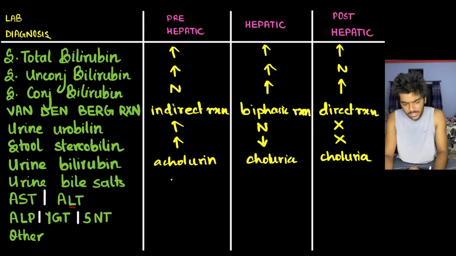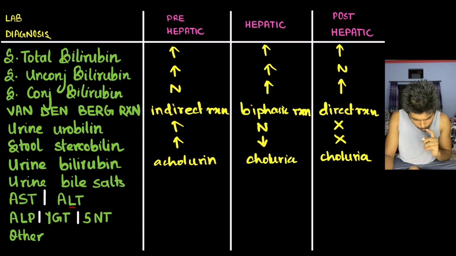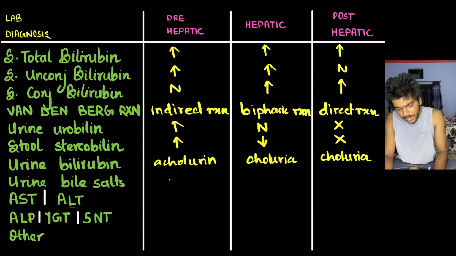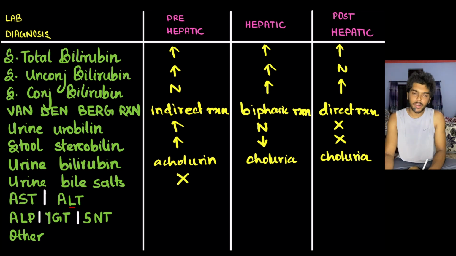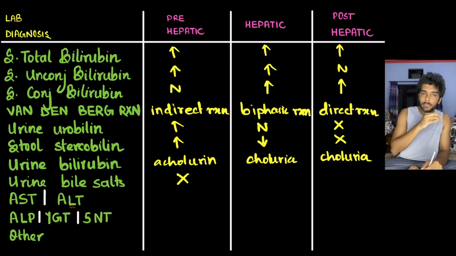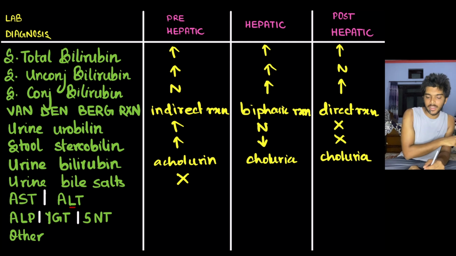Urine bile salts. In prehepatic jaundice, there is absence of urine bile salt. There is no urine bile salt. Because, see, in prehepatic jaundice, the bile flow is normal. So the bile can enter the duodenum. So the bile salt does not enter the blood circulation, it does not go to the kidney. So there is no bile salt in the kidney. So there is no bile salt in the urine.